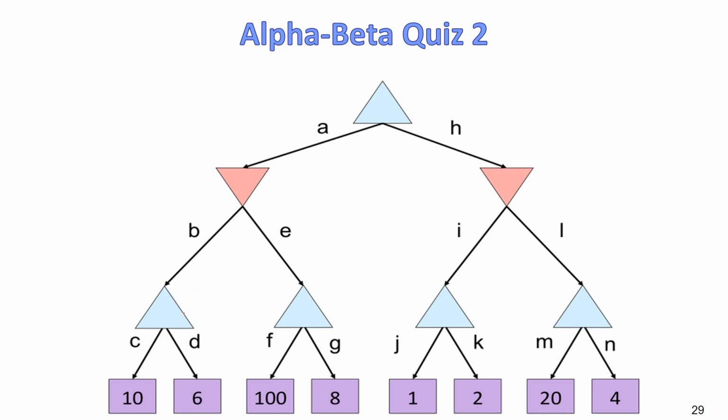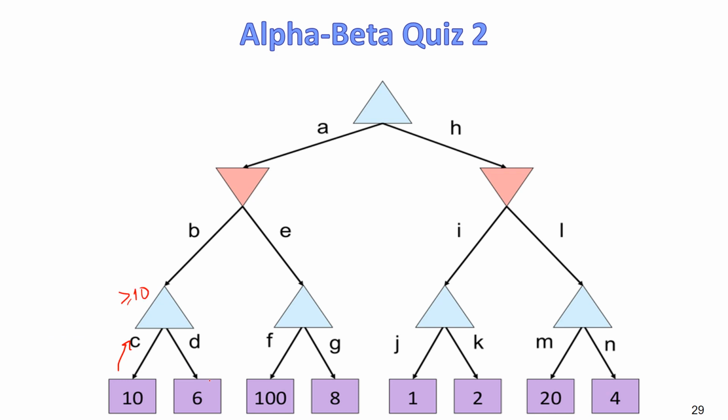Okay, so let's do it from the beginning. Should we go A, B, C? Yes, we will always have that, right? Because we don't have any information, we cannot just prune from the beginning. We have to get some information. So we have 10 here. So 10 will be up. So this one will be greater than or equal to 10, right?